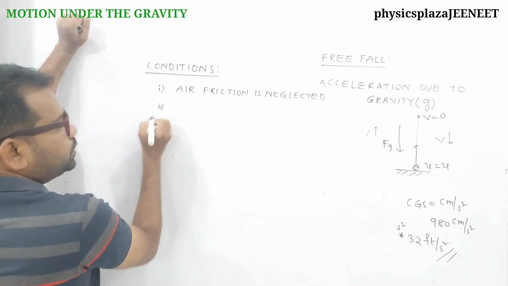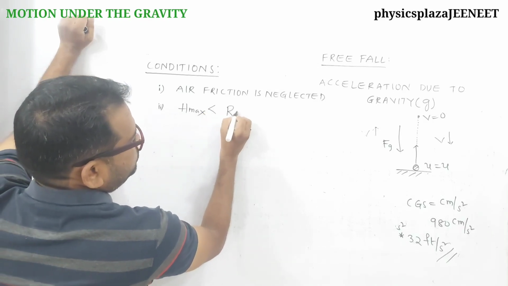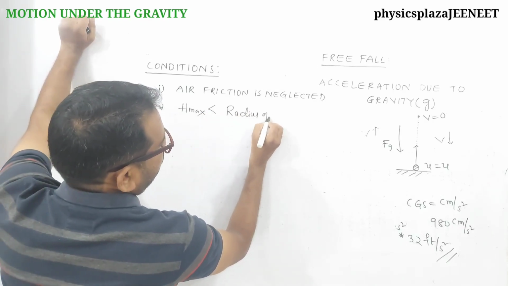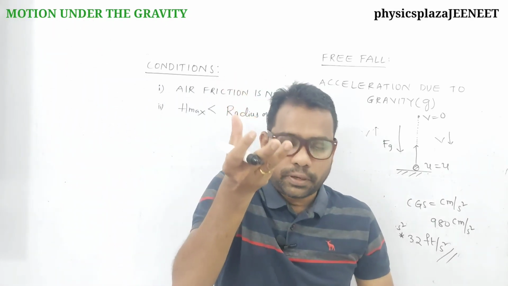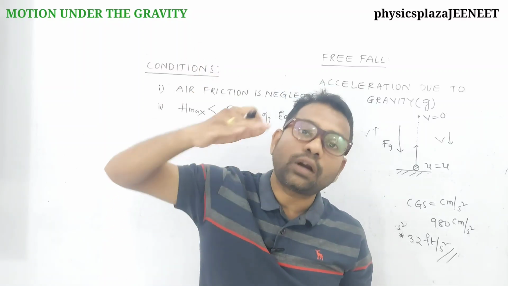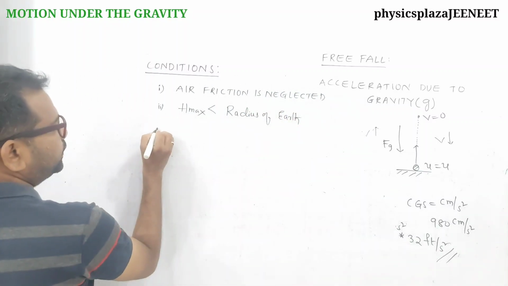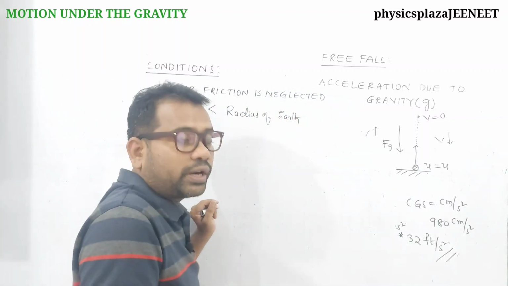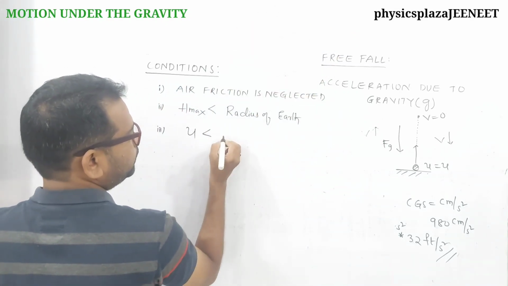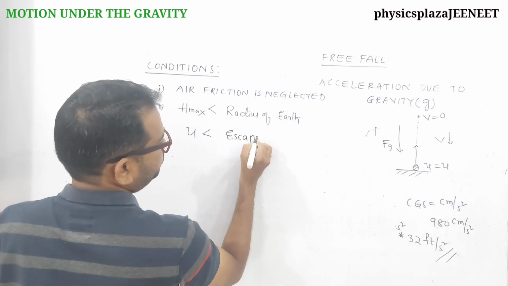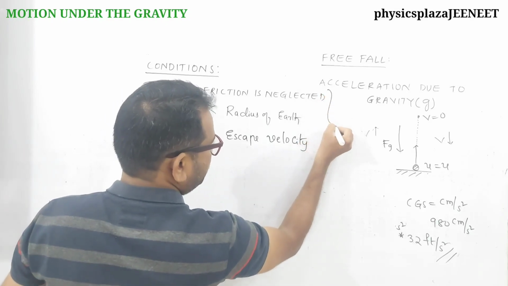Fine. Second point, children. Here the maximum height should be less than R. R is what, children? Radius of Earth. Whenever we are throwing a body in the vertical upward direction, make sure that the body does not go beyond a height equal to the radius of the Earth. That's very important. Fine. Third one: whenever we are throwing a body vertically upwards or downwards, children, make sure that the velocity is less than the escape velocity. Children, these 3 points are very important.